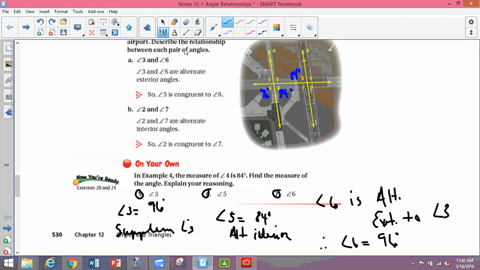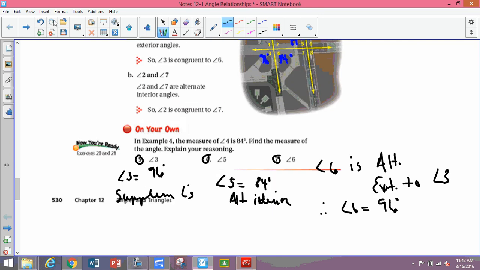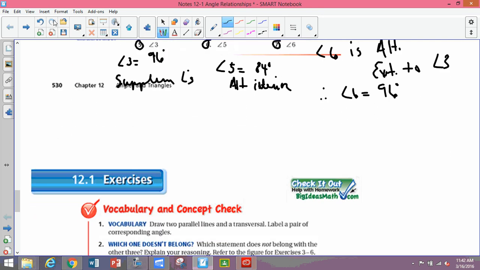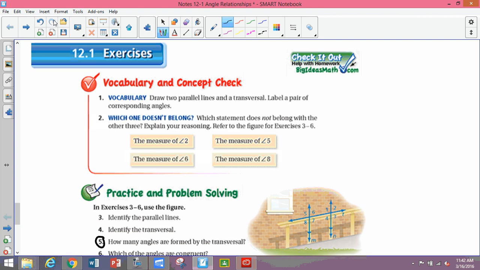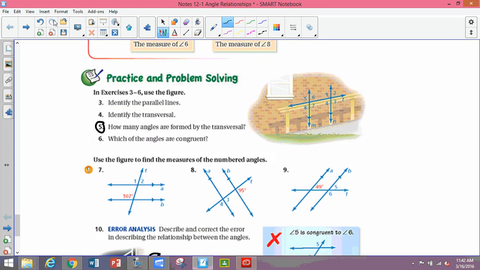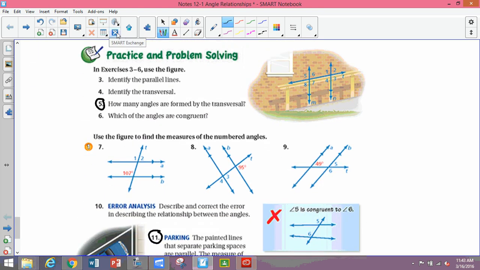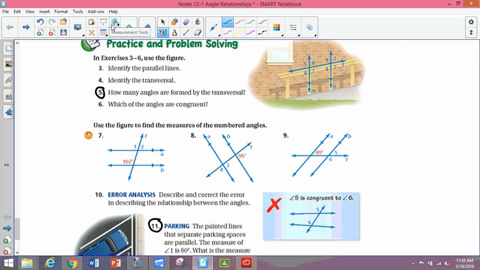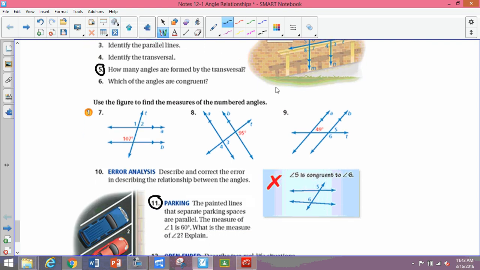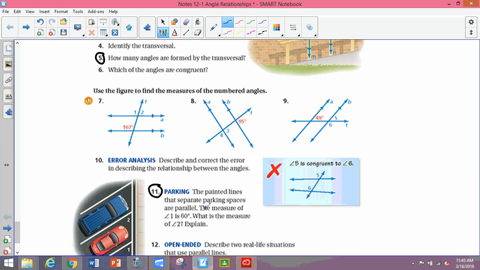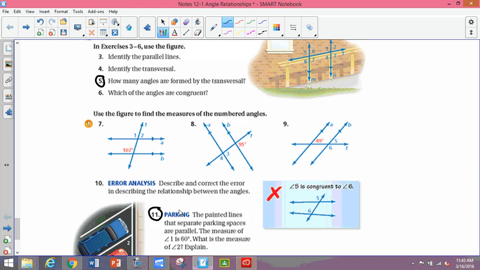If you got this right, then you can move on. If not, you need to rewatch that because it's super important that you understand it. Vocabulary is key here, ladies and gentlemen. Okay, so for practice, I would like you to do number 5 and number 11. For number 11, you need to explain it. Give me a reason, okay?